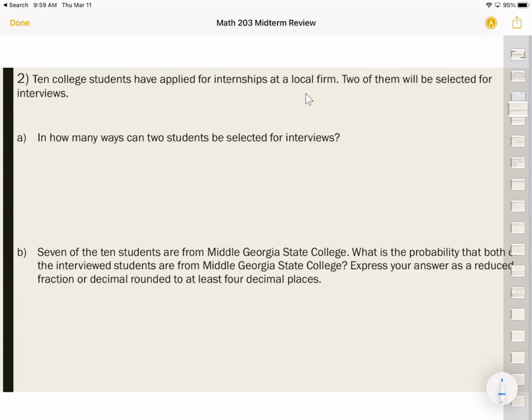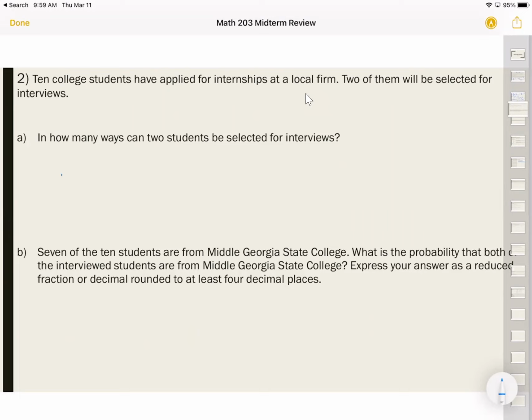So again, does the order of the 2 students matter? Looking at this, hopefully you see that they don't mention anything about order. They did not say first come, first served. They did not say if I receive your application first, I interview you first. This just says we have a pile of 10 applicants, and then we select 2. Doesn't matter which 2 to interview. So everybody see that here, the order doesn't matter.